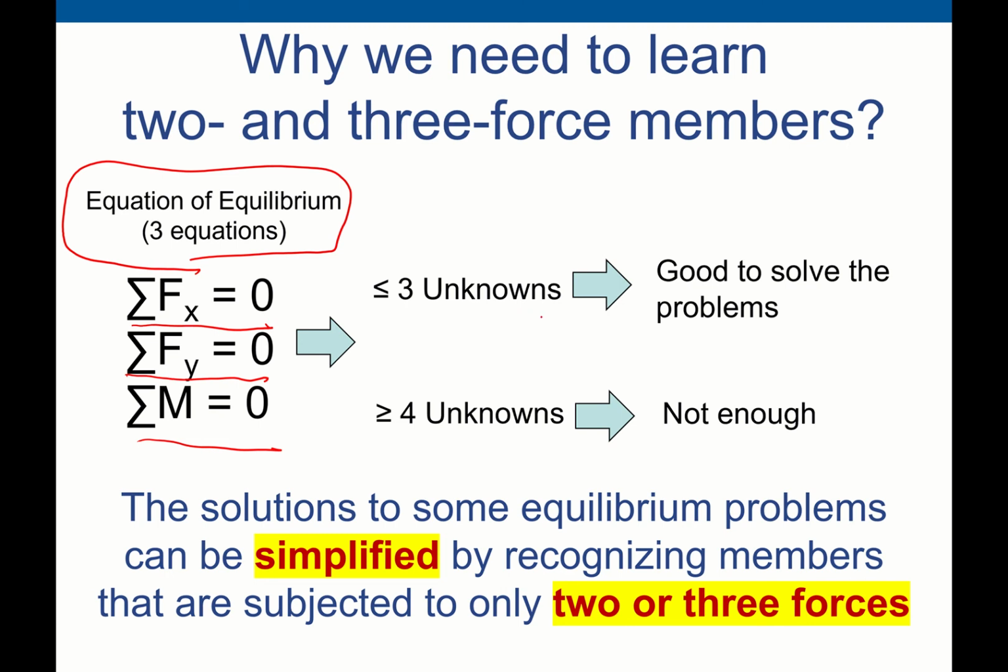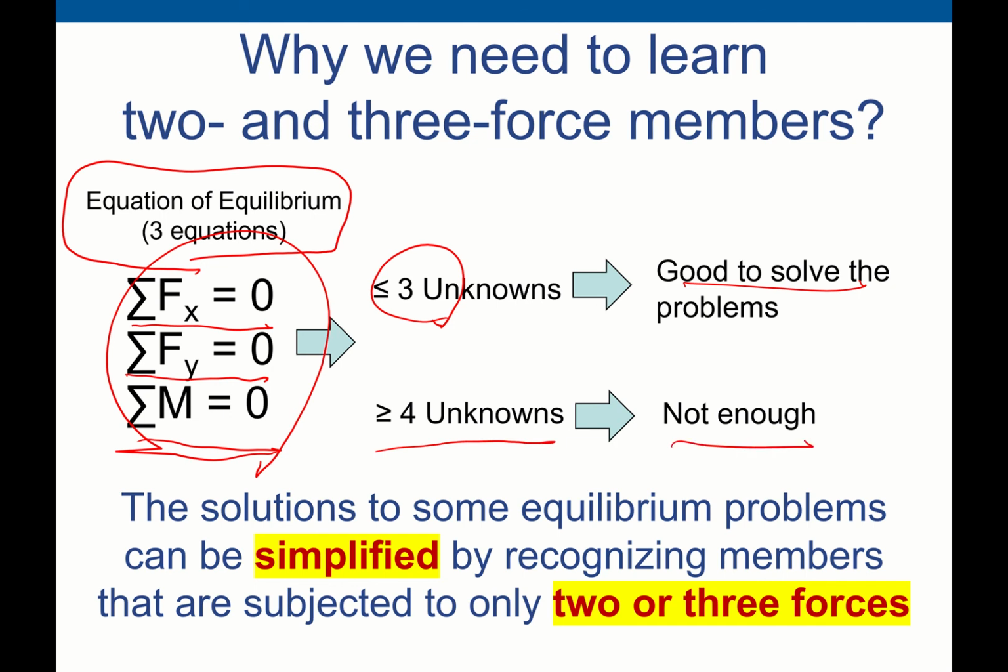If the number of unknown variables is less than 3, then we can solve the problem easily because we have 3 equations, 3 unknowns, good to solve. How about more than 3 unknowns? Then the equations we have right now are not good enough. So somehow we have to reduce the unknown forces. Today, we are going to look at how to reduce the unknown forces by identifying two force members or three force members.